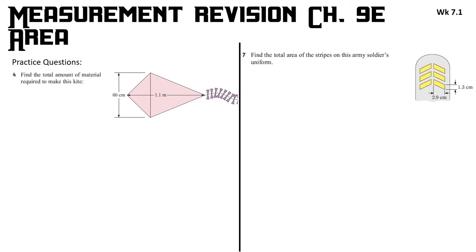Now some practice questions. These are a little bit tougher. So here we want to know about the amount of material required to make a kite. So this is exactly the same as the area. How much material is the area? And here the total area of the stripes on the soldier's uniform. So think about what shape this is, what the area of each shape is, and then how many of them we have. And that'll give you the answers.